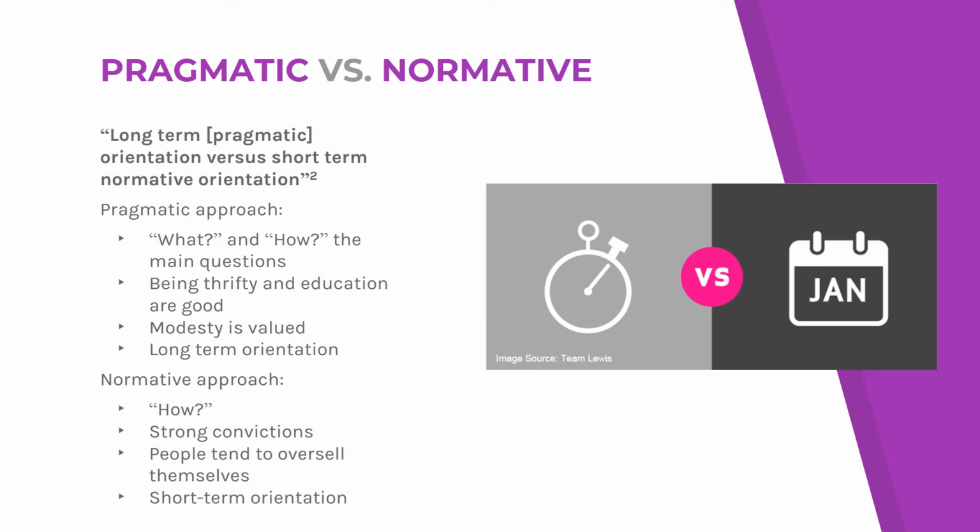The fifth index is pragmatic versus normative, which is also called the long-term versus short-term orientation. A pragmatic, that is a long-term orientation, would indicate that modesty and education is valued in the society. Whereas a normative approach means that people tend to oversell themselves, and generally the society would have a short-term orientation.